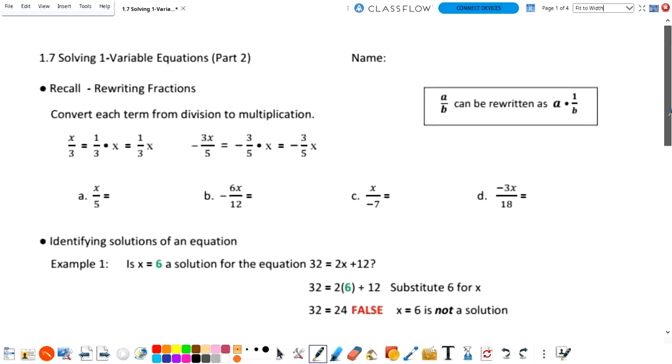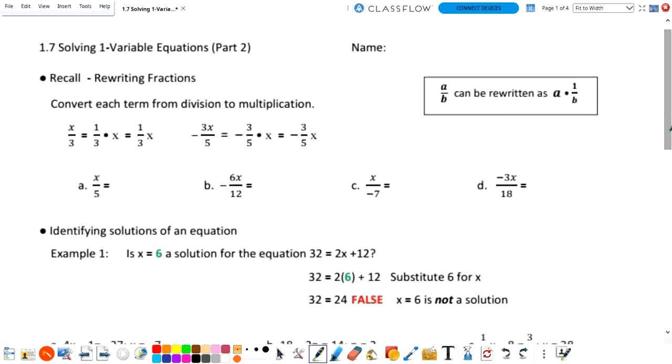We are on 1.7. We're still talking about solving one variable equations, except this is part 2. So we're going to go more in depth today. So part 1, recall rewriting fractions. We want to convert each term from division to multiplication. Remember that a over b can be rewritten as a times 1 over b. So we're going to take our numerator, pull it out to the side, and put 1 in place of that in our numerator, so 1 over b.